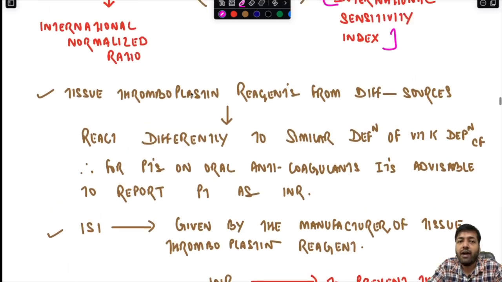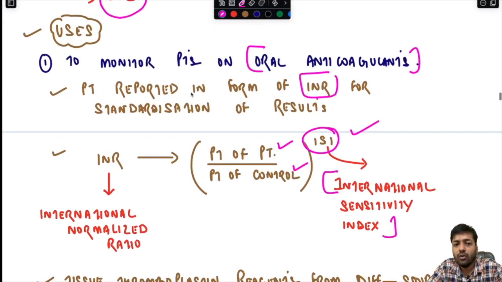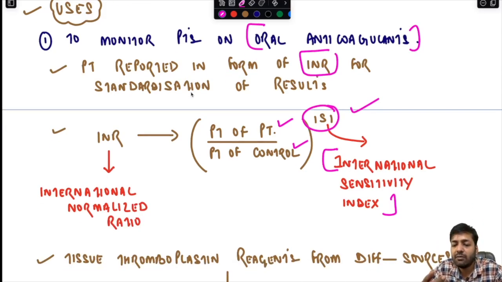Now remember, why is it required for us to report as INR? Because it is standardizing the results. So for example, there are not great variations. Remember one thing, that whatever tissue thromboplastin we are using, some of the source can be ox, some can be pig, some can be some other animal. Because there are different sources of the tissue thromboplastin, the prothrombin time that you will get might vary a lot from lab to lab. So to standardize the result, we are using this ISI.